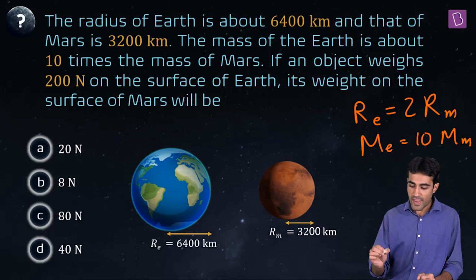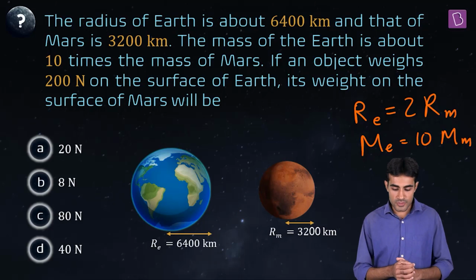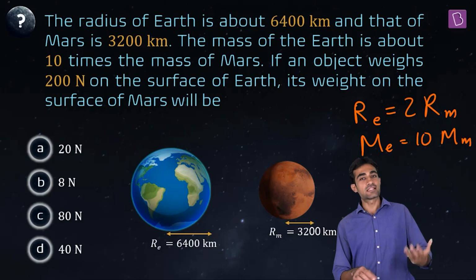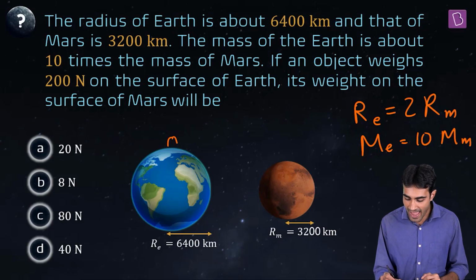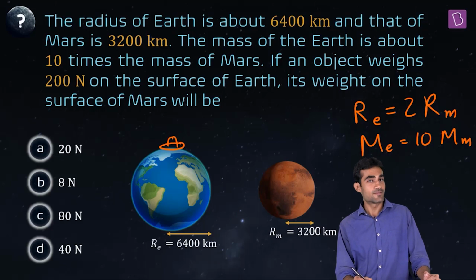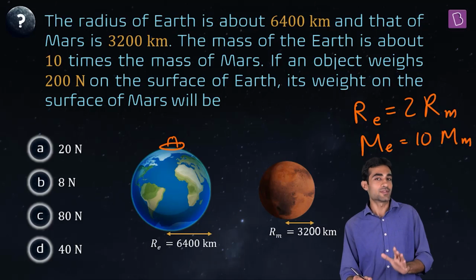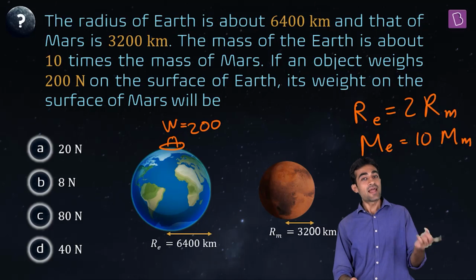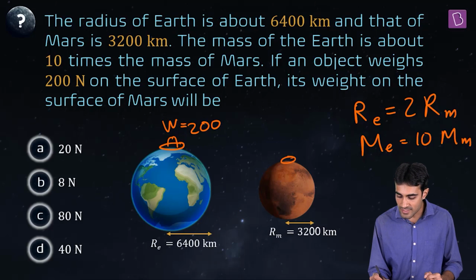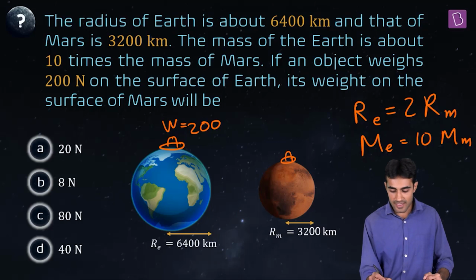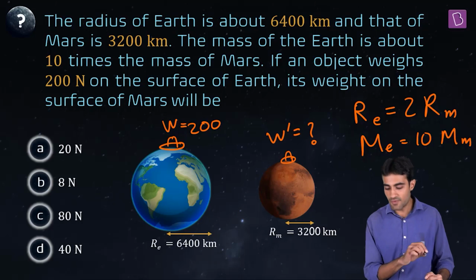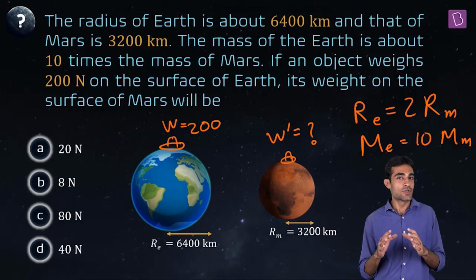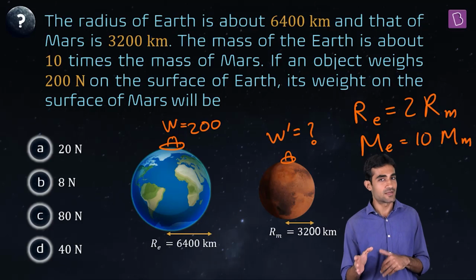Now, if an object weighs 200 newtons on the surface of the Earth, its weight on the surface of Mars will be? So, let's say we have a really heavy hat and we place it on the surface of the Earth. The weight comes out to be 200 newton. 200 newton is the weight W. And when the same hat is placed on the surface of Mars, the weight is W dash. We have to find the value of W dash. This is the question. Got it? We have to find the weight of this object on the surface of Mars.